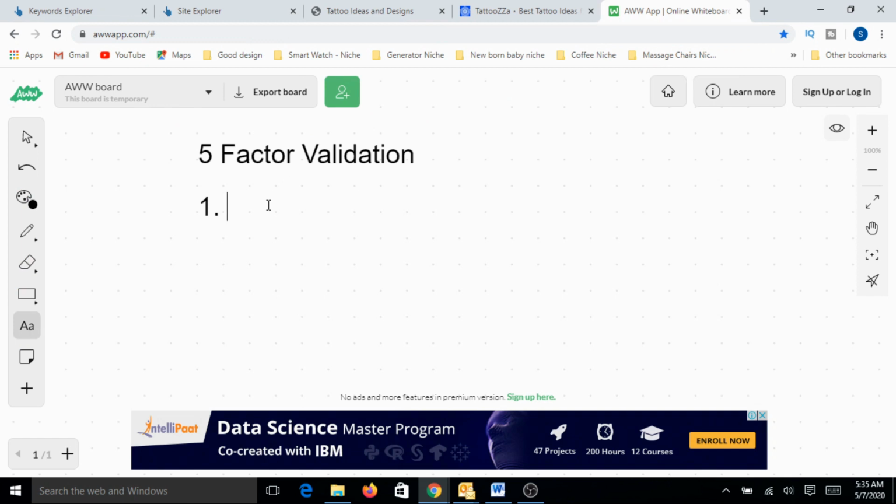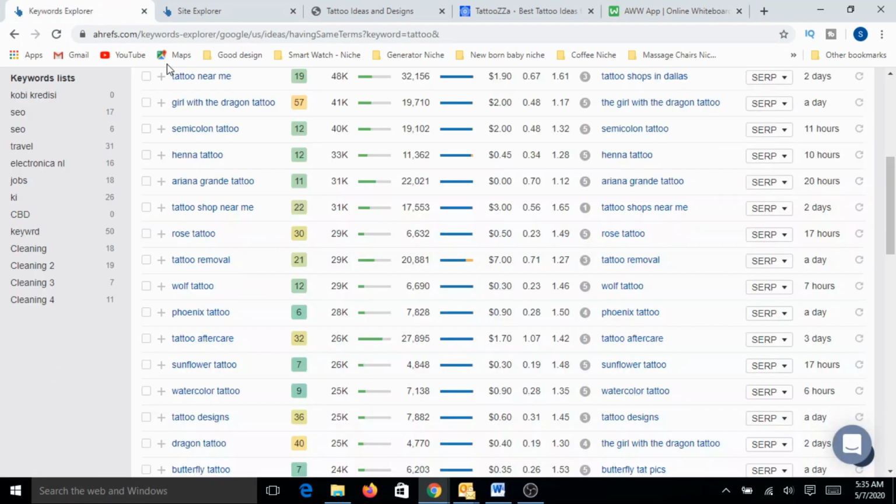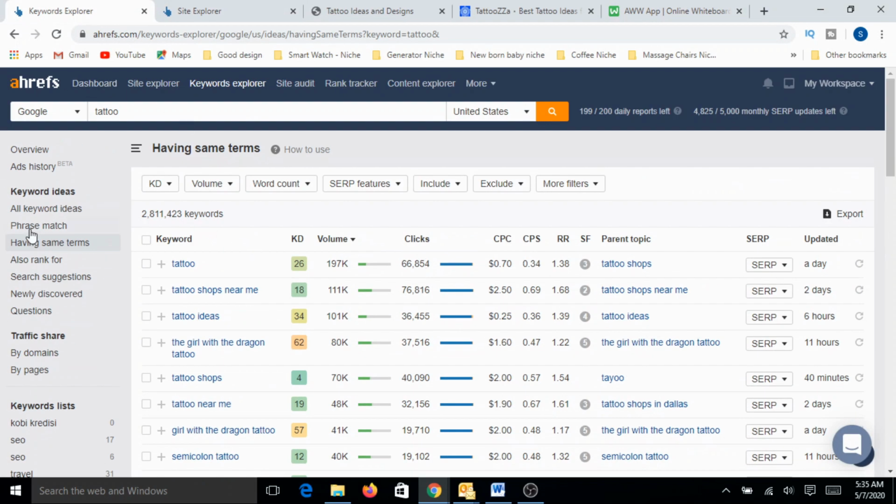What we check for is competition, in other words difficulty. Okay, we want to check how many keywords associated with this particular micro niche have low difficulty or low competition. Okay, so if you see here, there are nearly 2.8 million keywords associated with this particular micro niche. But what we want to do is filter the keywords with low difficulty.